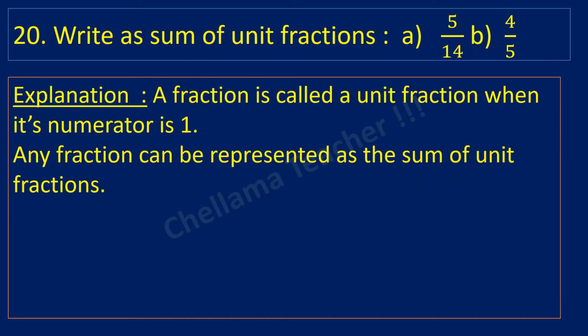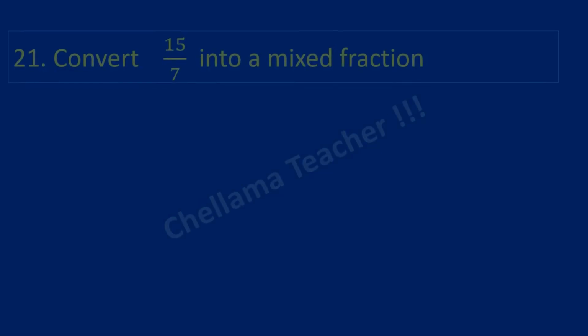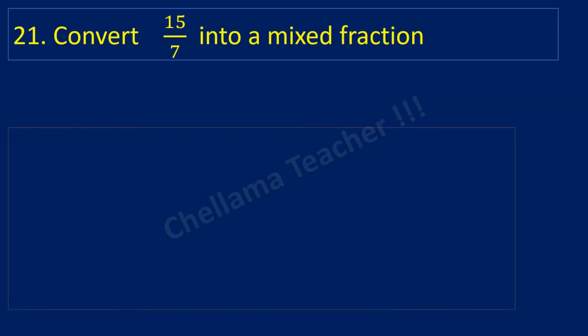So, question A: 5/14 can be represented as the unit fractions 1/14 plus 1/14 plus 1/14 plus 1/14 plus 1/14. That is 5 times 1/14. The unit fraction is to be added to get the fraction 5/14. Part B: 4/5. That means the unit fraction 1/5 is to be added 4 times to get the fraction 4/5.